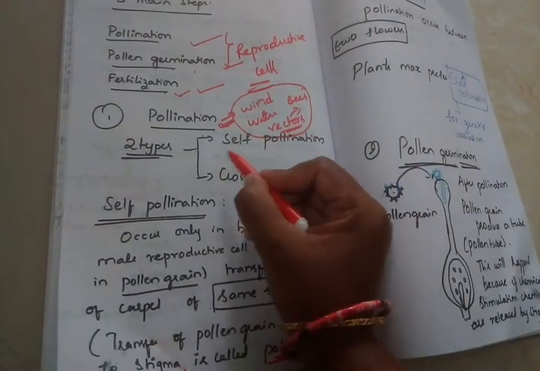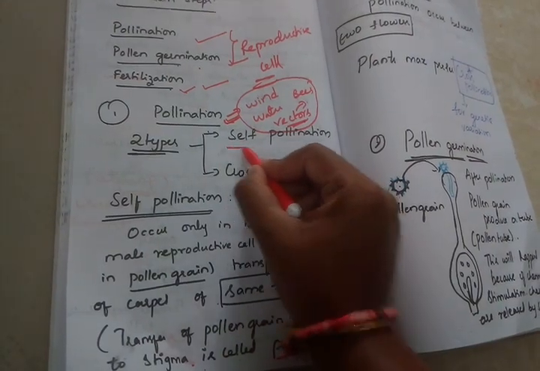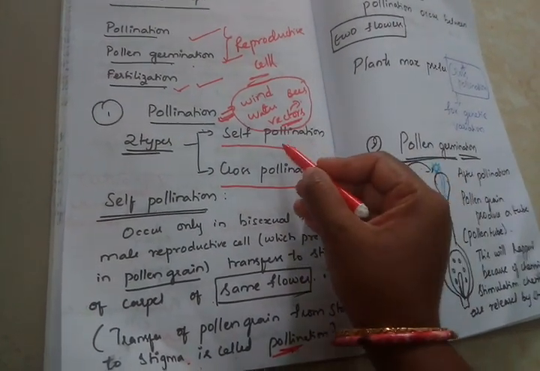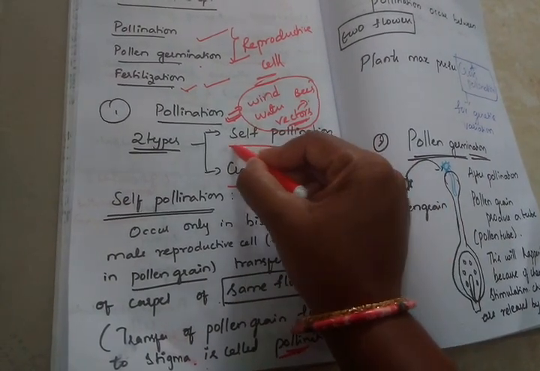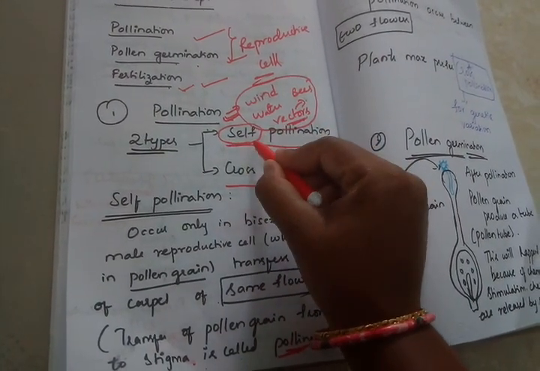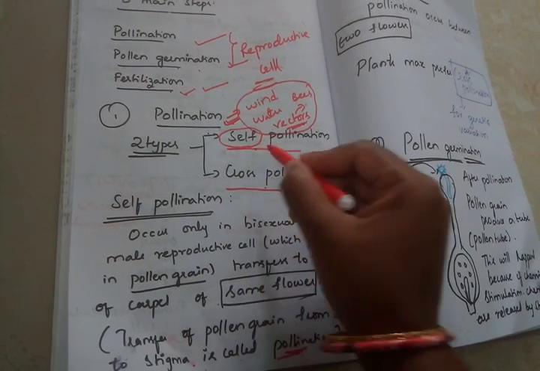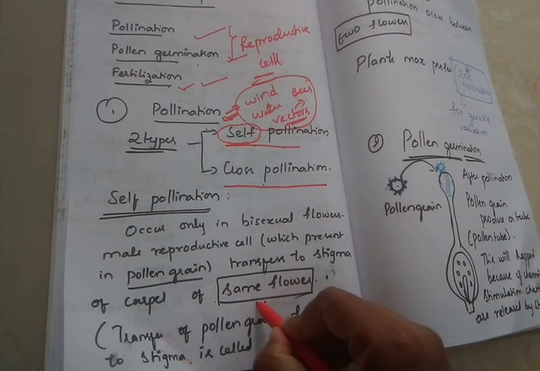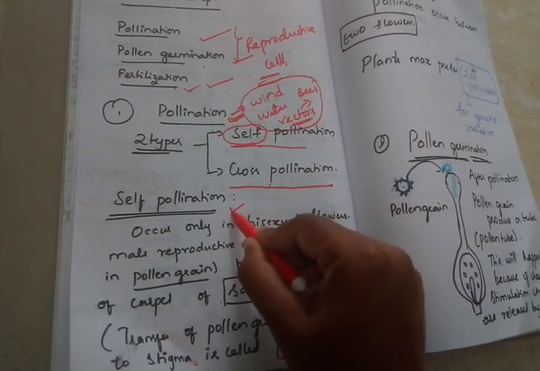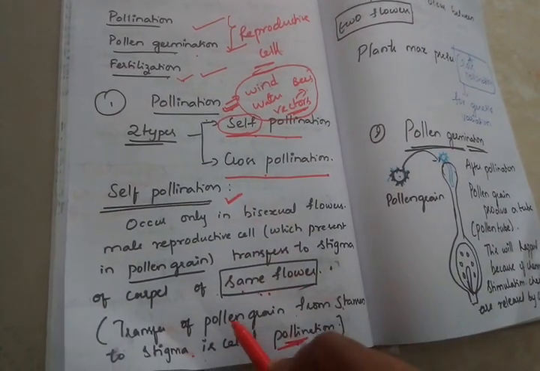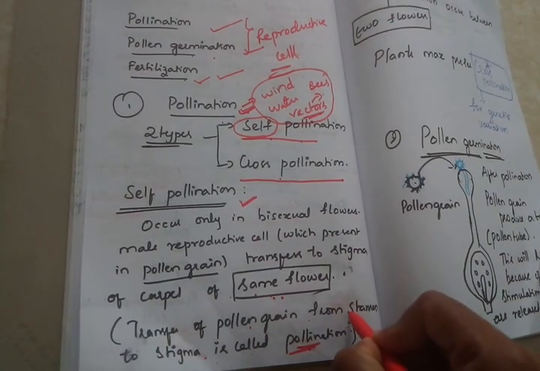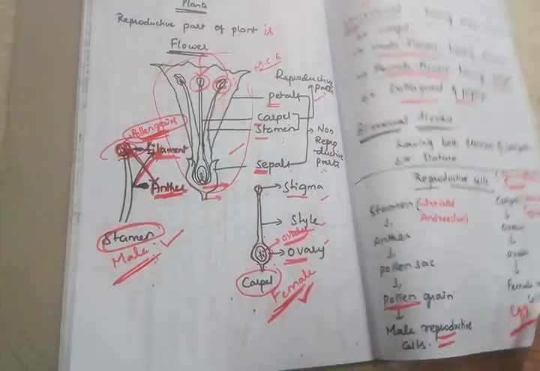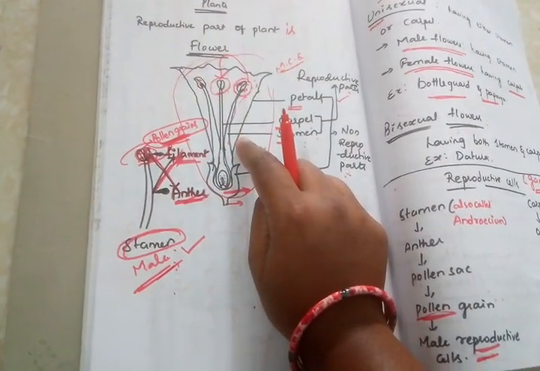There are majorly two types of pollination: self pollination and cross pollination. What do you mean by self and what do you mean by cross? By the name itself we can understand that self pollination is nothing but pollination occurring within the same flower. If pollination occurs within the same flower, that is called self pollination. It means the transfer of pollen grain occurs from a stamen to the stigma of the same flower. Like in the same flower, what we have seen here is self pollination.